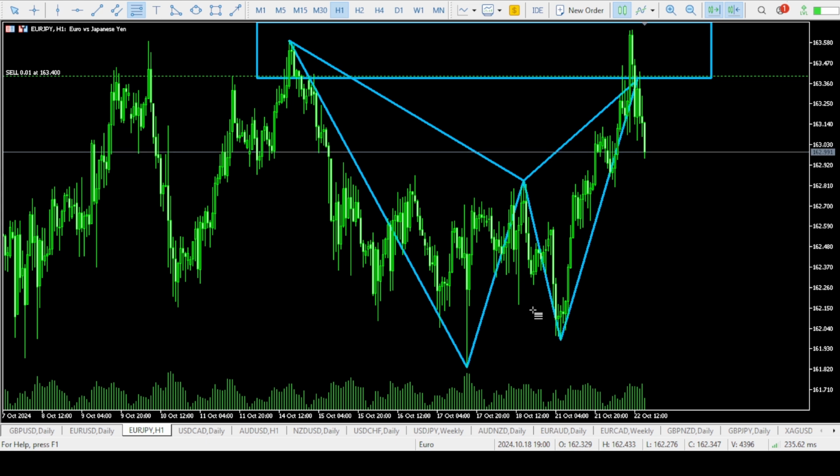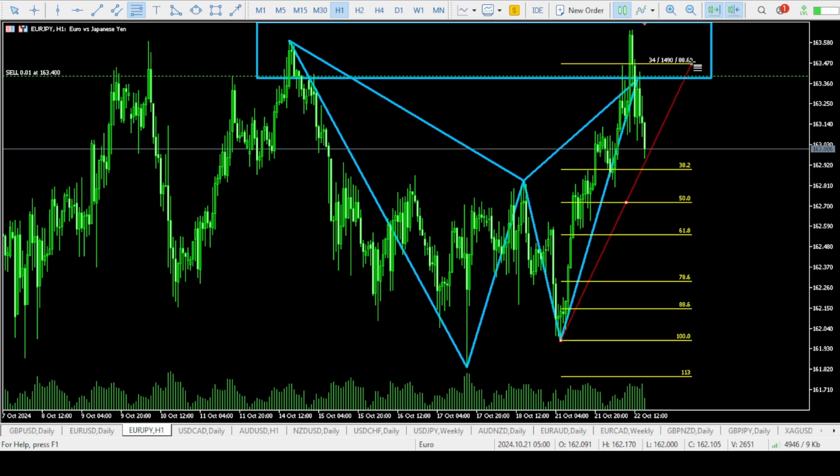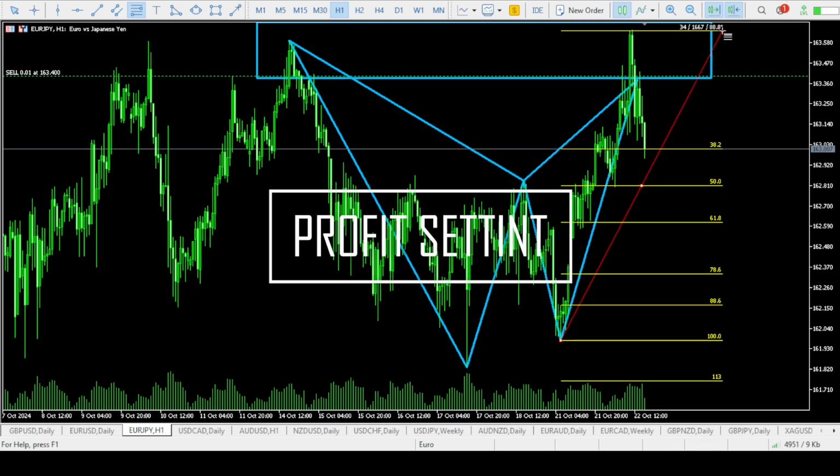Well. So the trade is going on nicely. As you can see, it's heading south, which is where I want it to head. So I'm going to set my take profits right now.